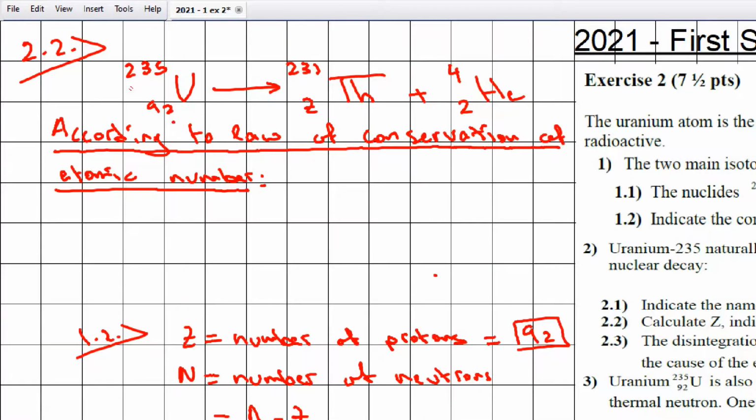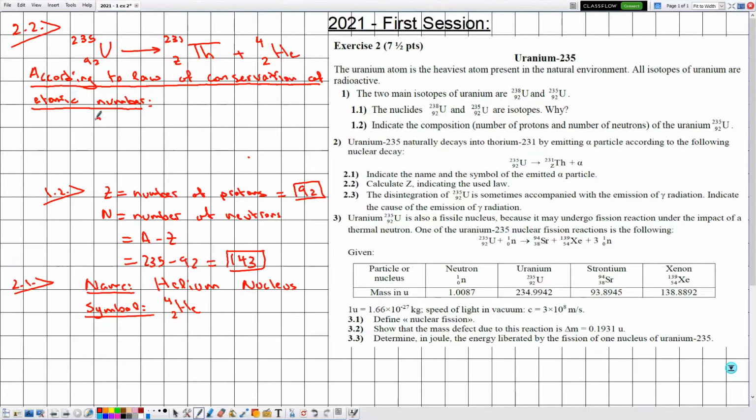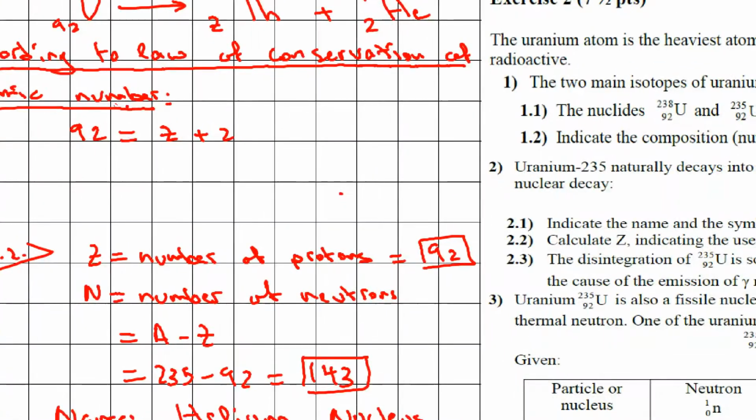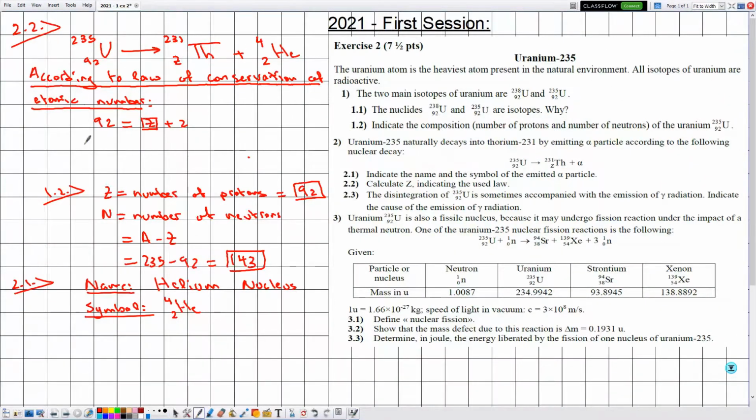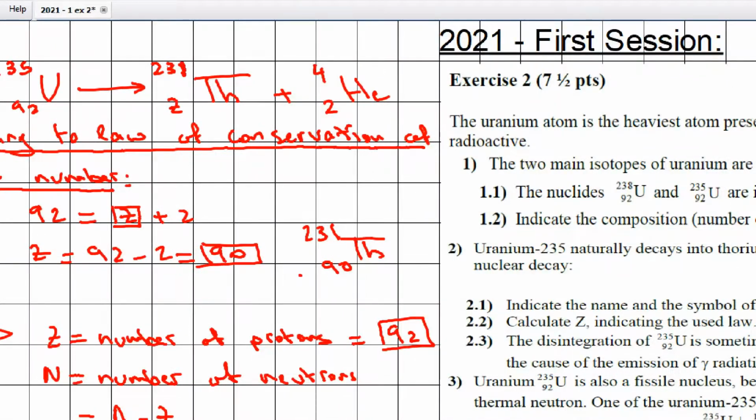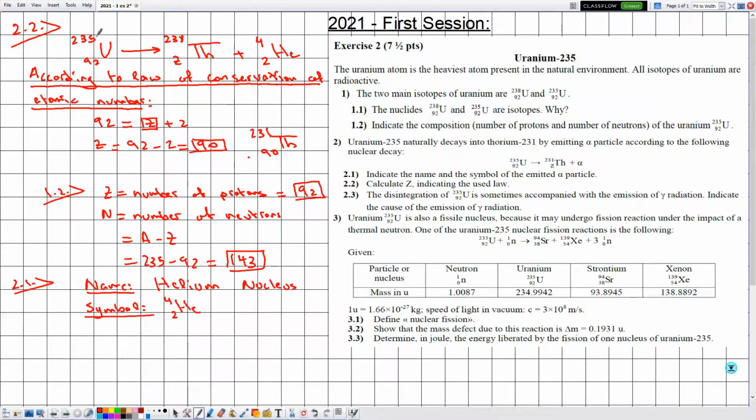initially 92 must be equal to Z plus 2. What's the type of this equation? This is a linear equation in Z. Then Z must be given by 92 minus 2, which is equal to 90. Then the new symbol of thorium is Th 231, and this is 90. Let me make this 1 to be clear, because also the upper number, which represents the mass number, must be conserved.